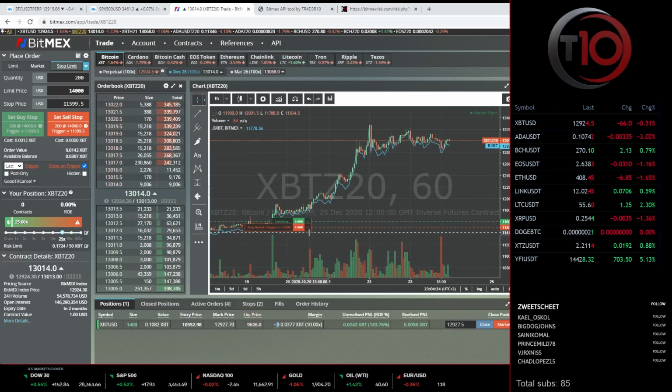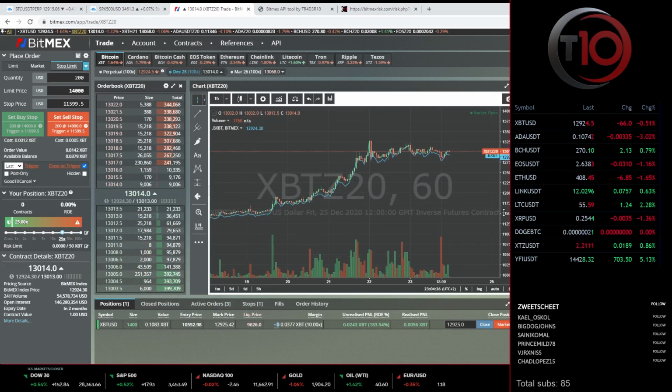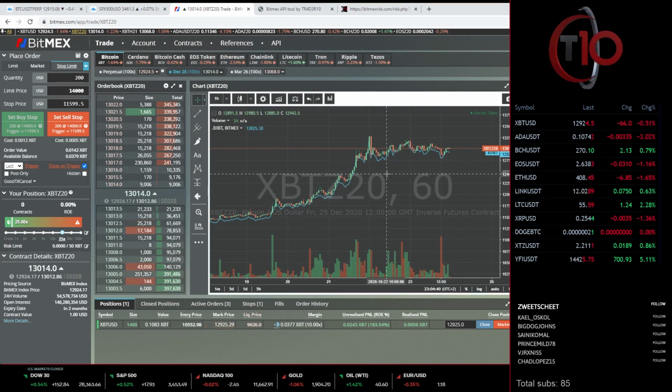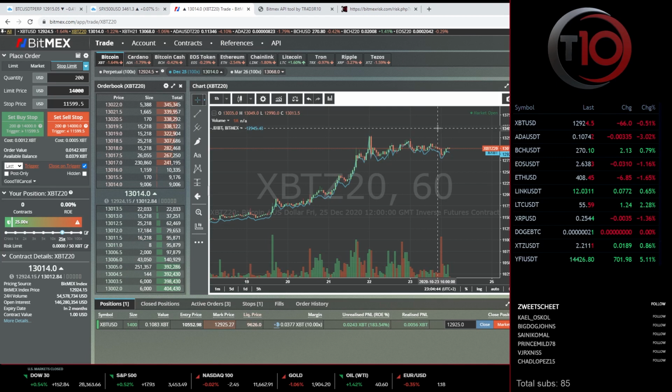Okay, let's cancel this, and this. For a short, it's working just the same, just inverse it. So you're selling here and you're setting a buy stop above. It's working exact same way.